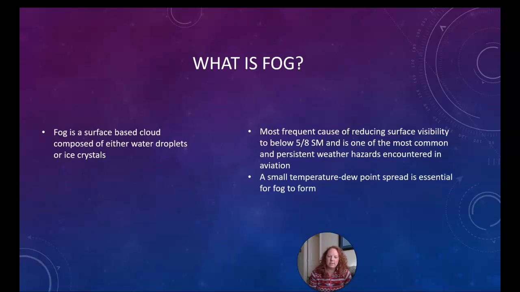So what is fog exactly? It is a surface-based cloud composed of either water droplets or ice crystals. It is most frequently caused by a reduction in surface visibility, which can get below 5 statute miles. It is also one of the most hazardous weather conditions that aviators face today. And also, a small temperature dew point spread is essential for fog to form. Fog can also form very rapidly, resulting in VFR to low IFR conditions.